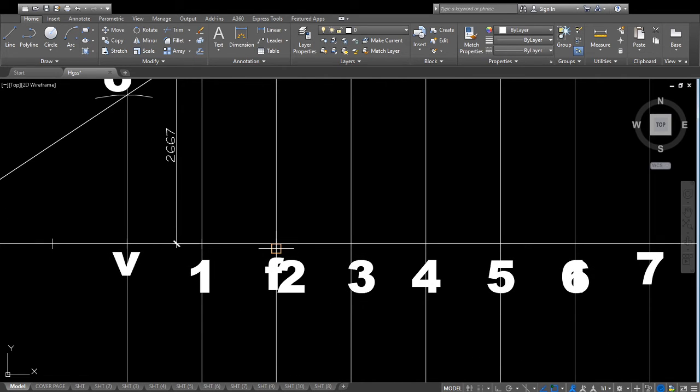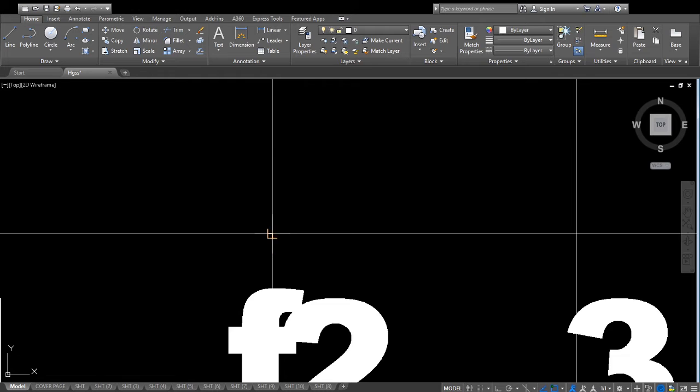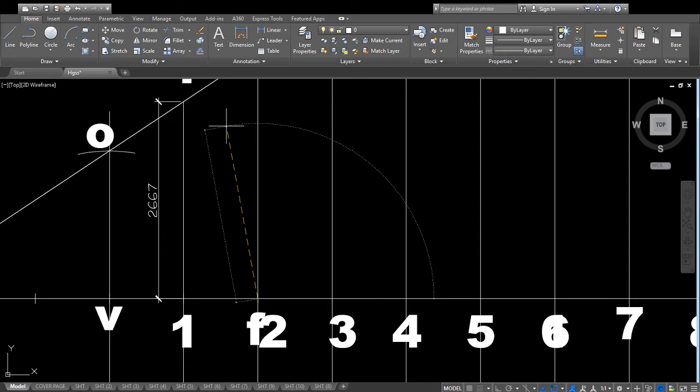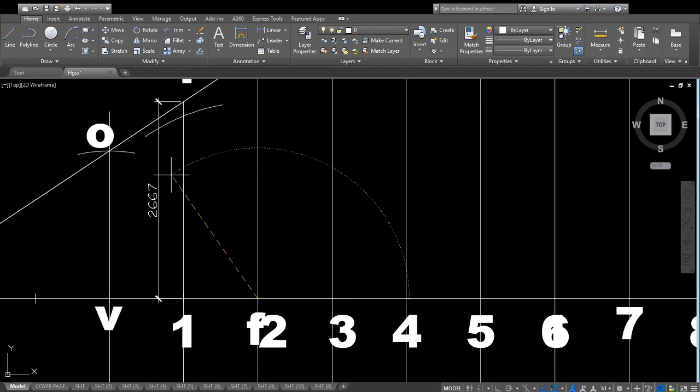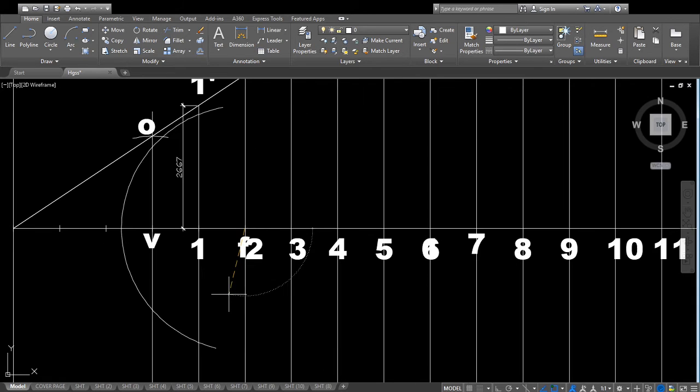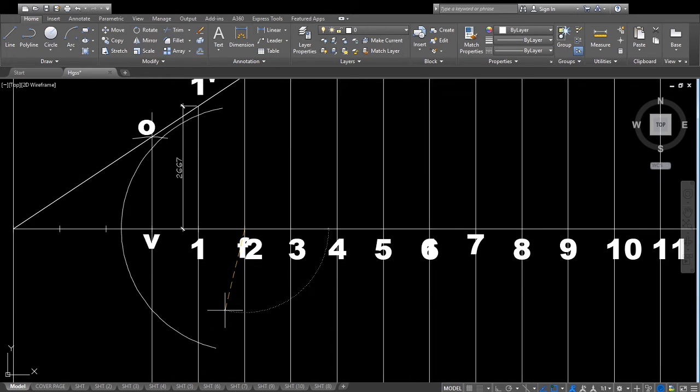Come to F. I will come to F, and then I will type in 2667 as the radius of my arc, and I will enter, and it will permit me to draw this arc this way. Remember you have to strike the arc above and below. I'll strike this arc this way, and then modify it.